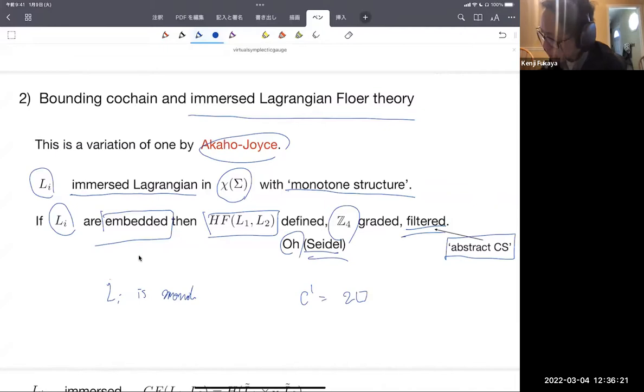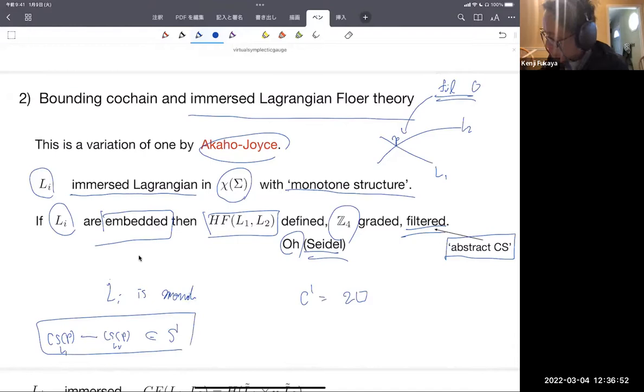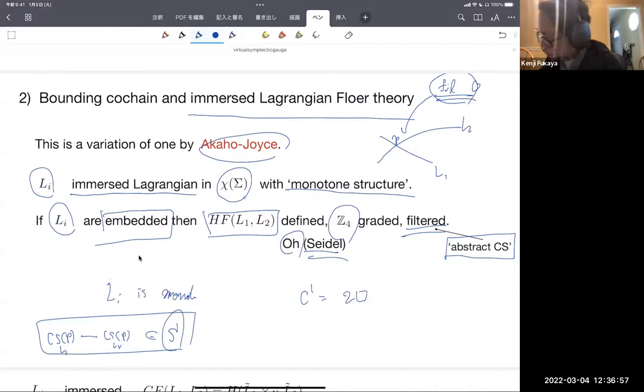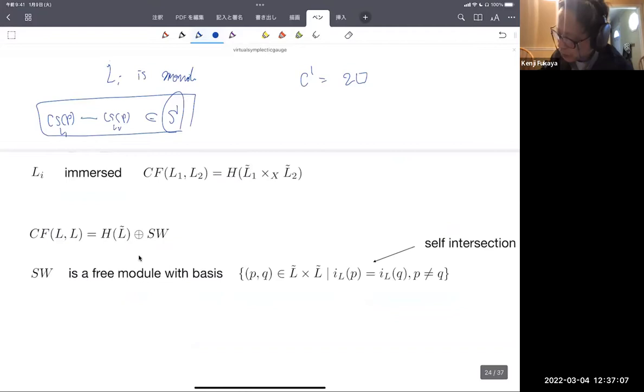Usually in Lagrangian Floer theory, all the intersection generators are filtered at filtration zero. But you have L1 and L2, and then you have the Chern-Simons of L1 at P and the Chern-Simons of L2 at P. This difference is an element of S1, so it is something like a more refined filtration. And actually, using this grading structure, it is actually R-filtered. And this immersed Lagrangian Floer theory looks in the following way. You have to consider the chain complex, and this is the homology of this fiber product of L1 and L2 over X.